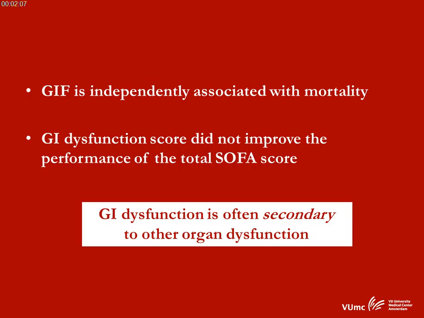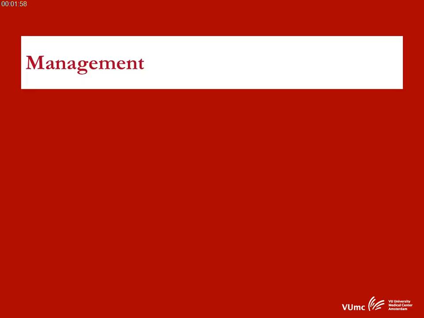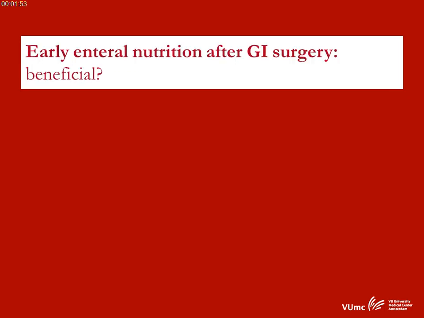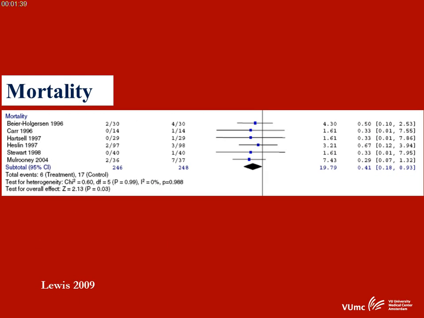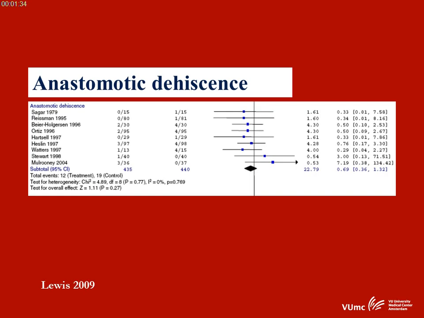So it probably indicates that GI dysfunction, and that's what we all feel is the case, is often secondary to other organ dysfunctions. Well, management, in 5 minutes. An important question is: is early enteral nutrition beneficial? This is an older meta-analysis, and it was very clear. It showed a higher incidence of vomiting, but a lower mortality when enteral nutrition was initiated earlier. And I think this is important.